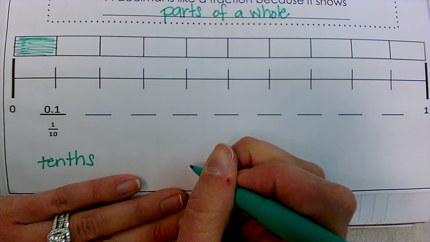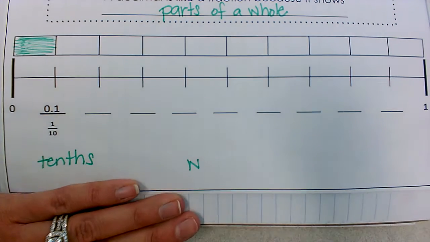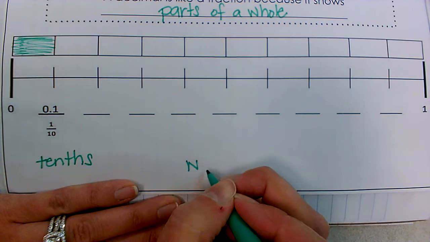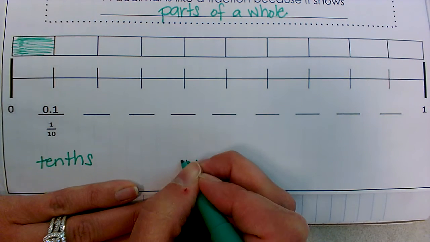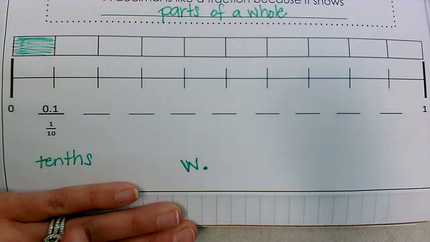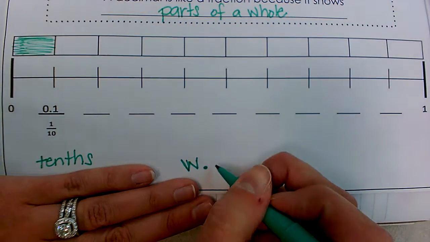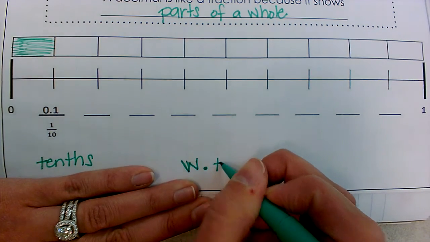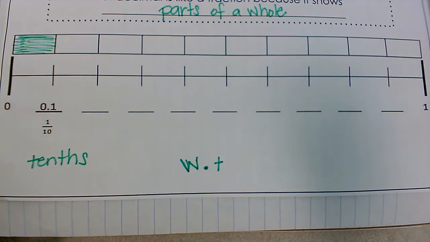So I'm going to use this empty space down here, and I'm going to write, I have my whole number, so I'm going to write my W. I'm going to write a decimal. Sorry, that doesn't look quite like a W. A whole number, a decimal, and then I use my tenth. And that's where we're at today.